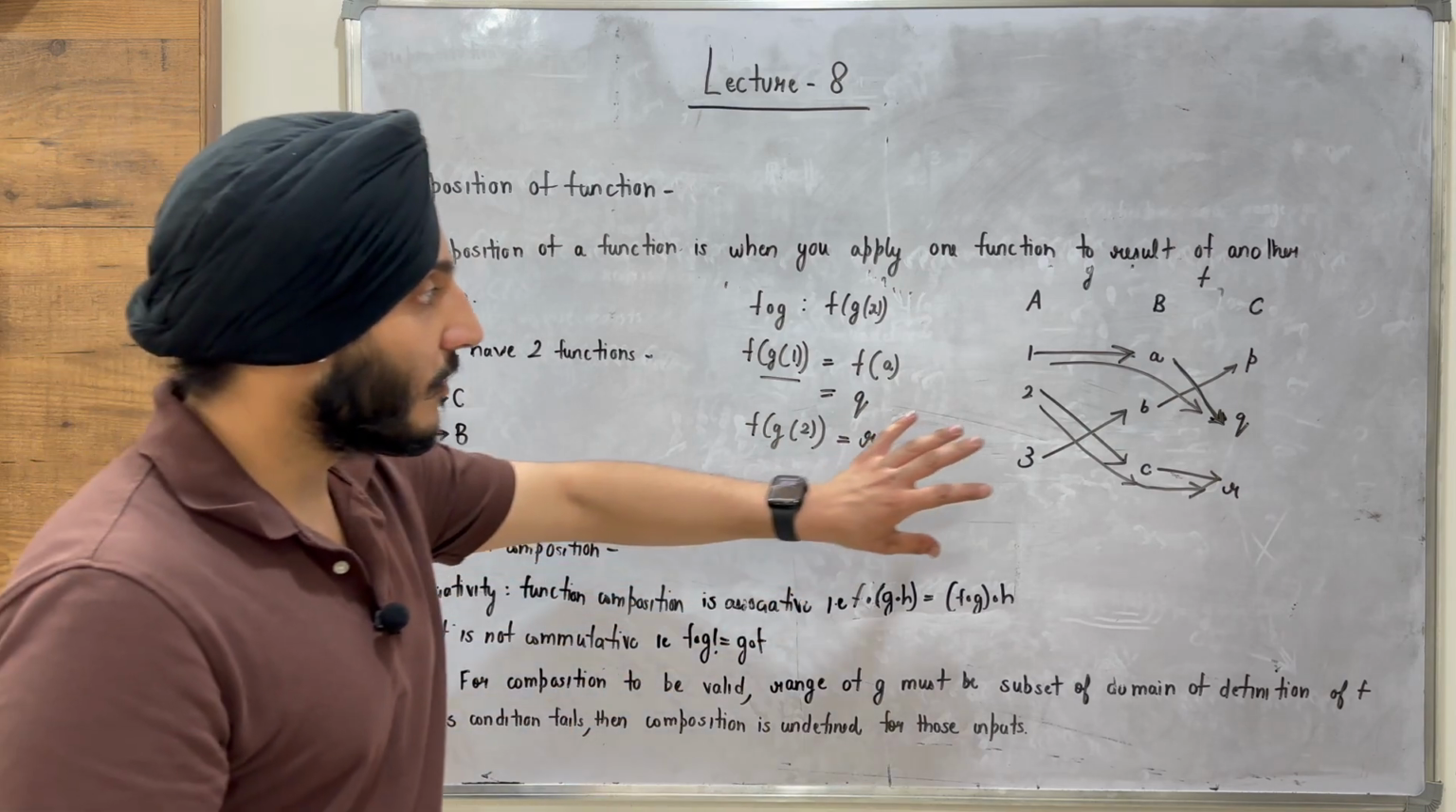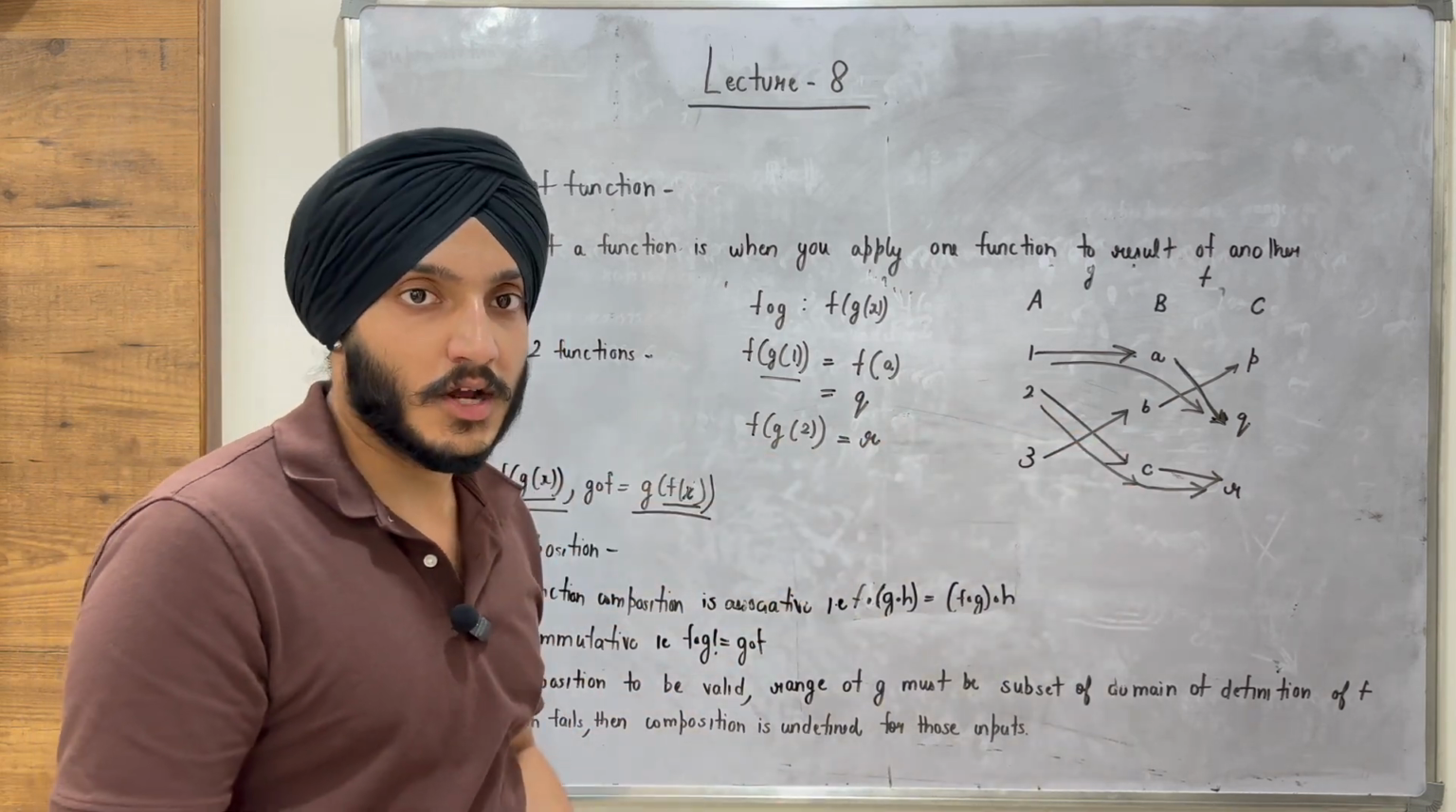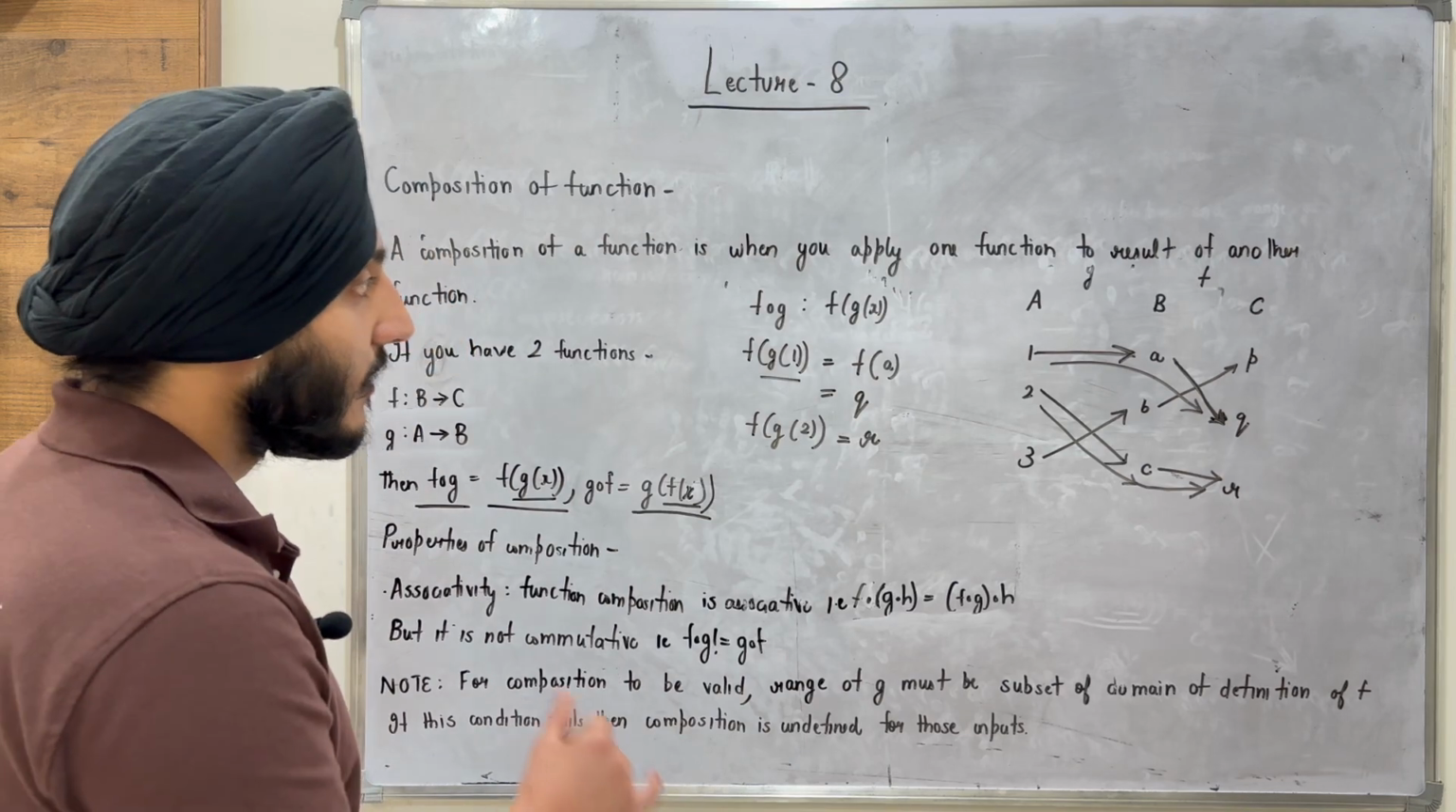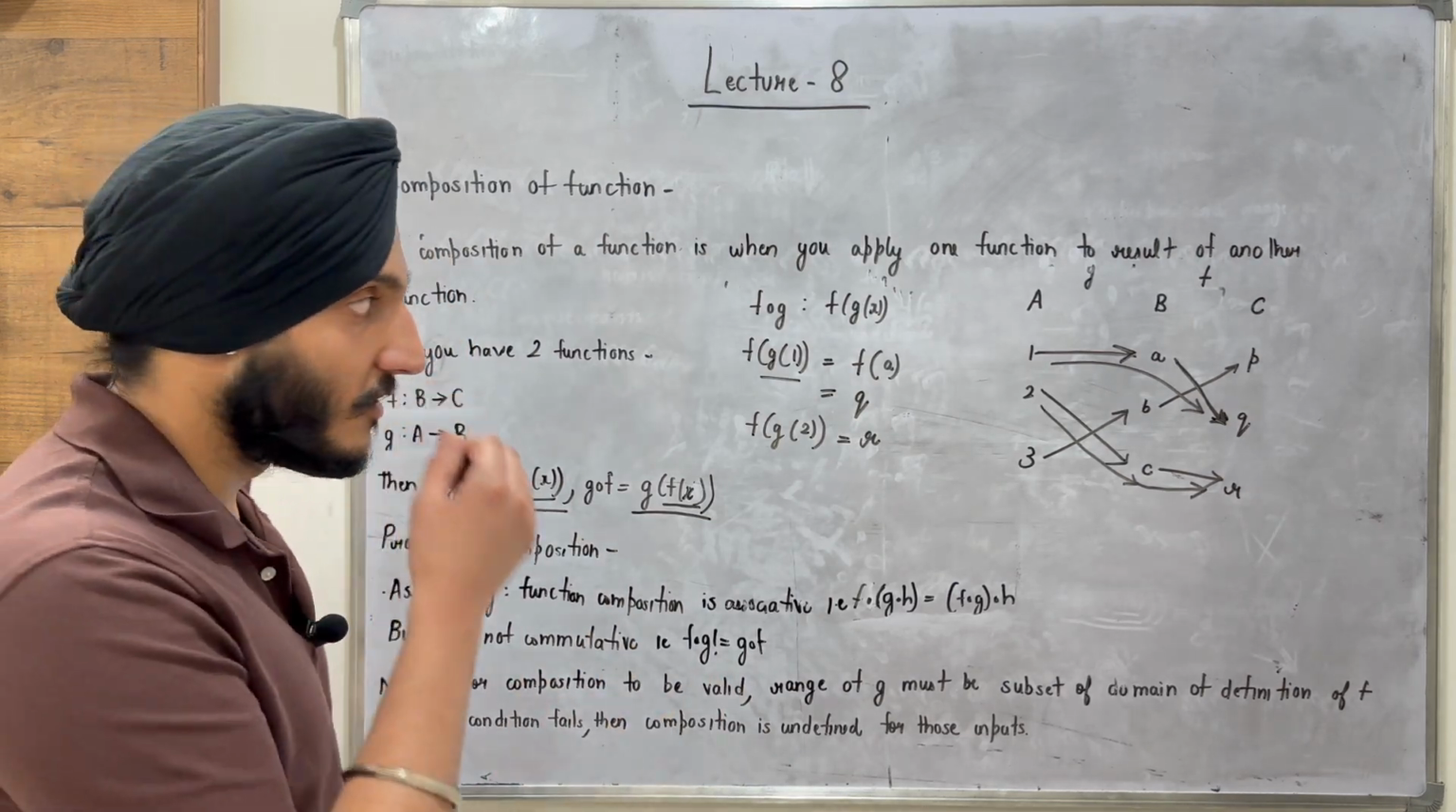So I hope you were able to understand this arrow diagram representation. Now let's try to understand the algebra representation in this case.